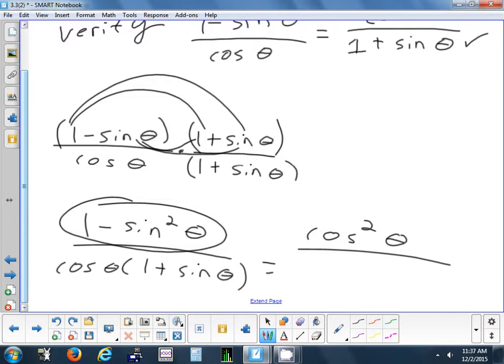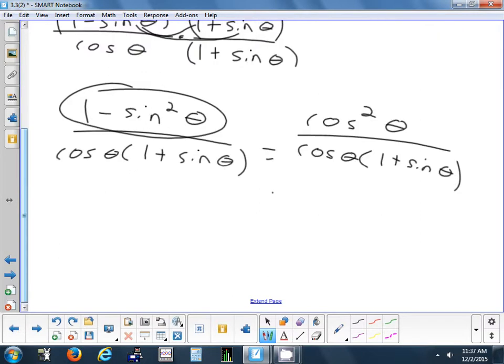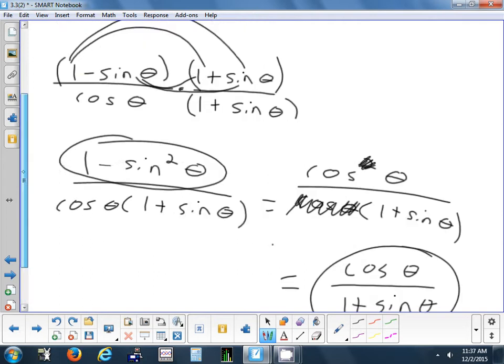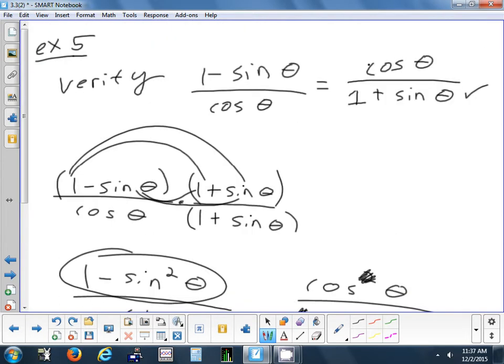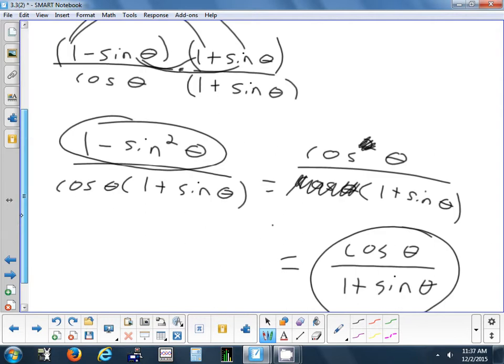We have cosine times 1 plus sine in the bottom. How many copies of cosine in the top? 2. How many copies of cosine in the bottom? 1. So how many can we cancel out? 1 from the top, 1 from the bottom. What am I left with in the top? Cosine. What am I left with in the bottom? 1 plus sine. Cosine over 1 plus sine. And that's it.